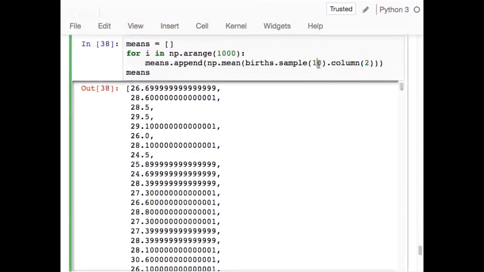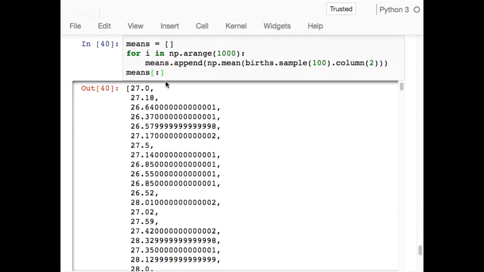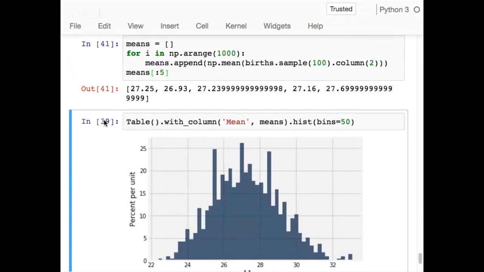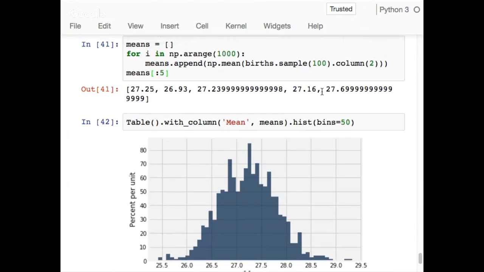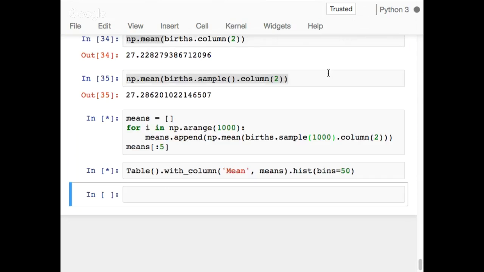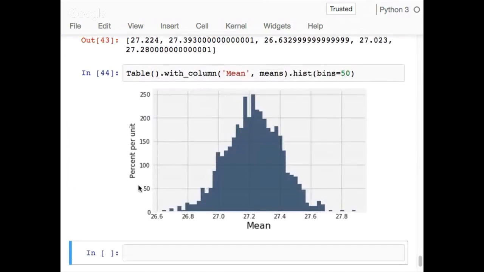If I do this with size 100, let's try that. Let me not display that. Let me do means. Just show the first 5 elements. Okay, it's looking a little bit nicer, right? If I keep increasing the sample size, then it looks more and more normal. And that's what the central limit theorem tells us.